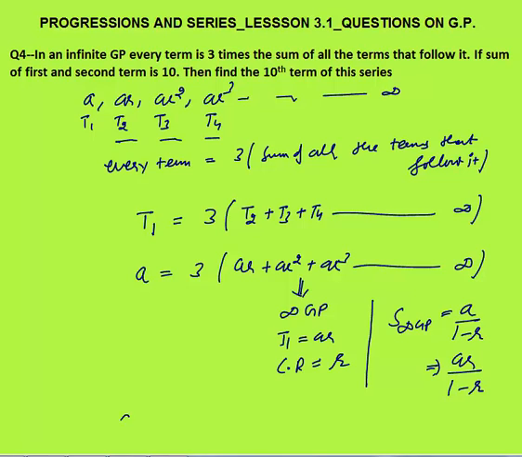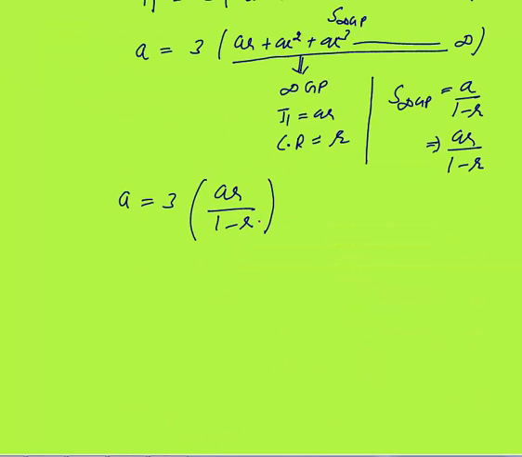So put the values. You get A is equal to 3 times the sum of infinite GP we got. This is AR, the first term, upon 1 minus r. Now A and A got cancelled out. You are left with 1 minus r is equal to 3r. So 1 is equal to 4r. r is equal to 1 by 4. So your common ratio you got as 1 by 4.